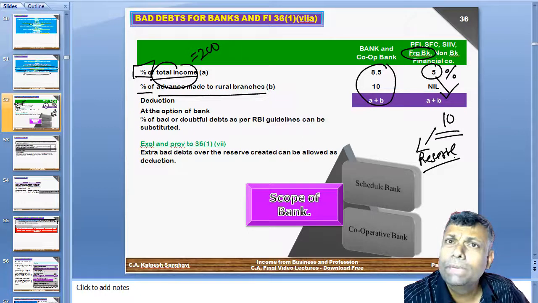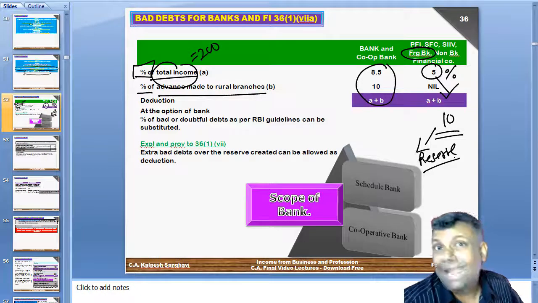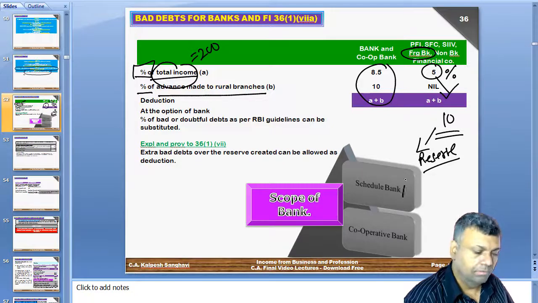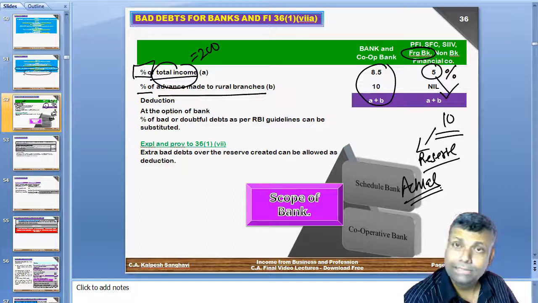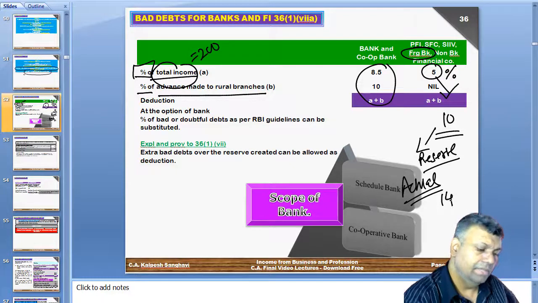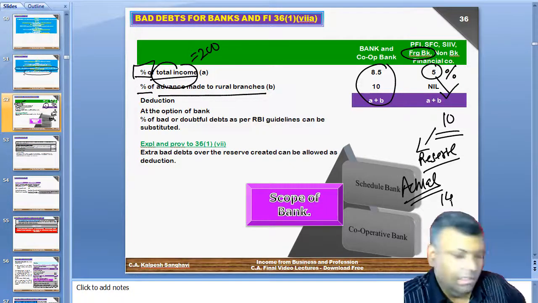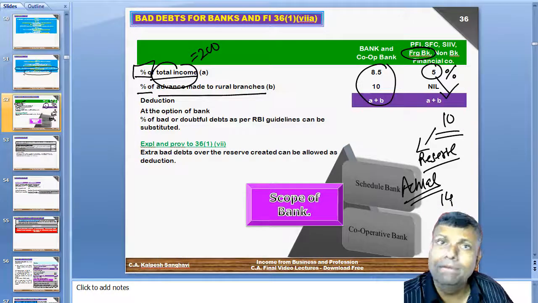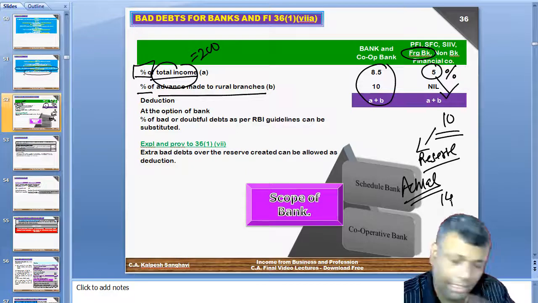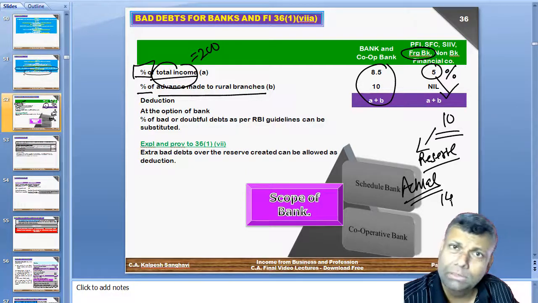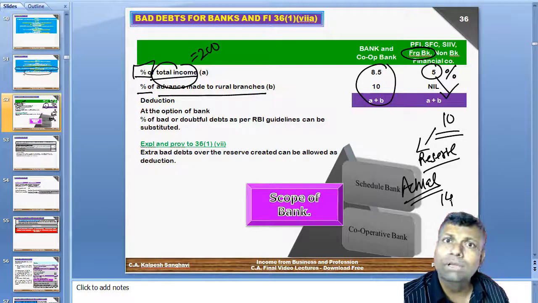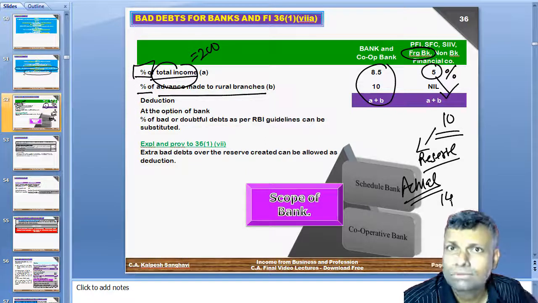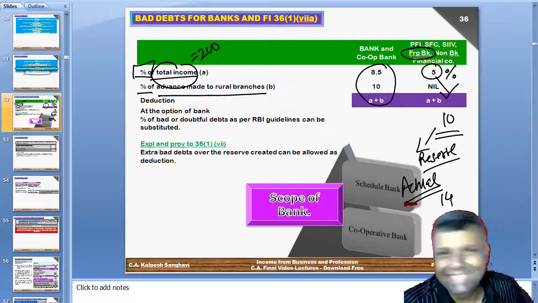Now supposing one particular year, the banker had a huge loss. For example. So this is actually a reserve, but the actual bad debts is, say for example, 14. It is possible. See, 5% is something that is anticipated by the law. So we multiply and we give the deduction. Correct.